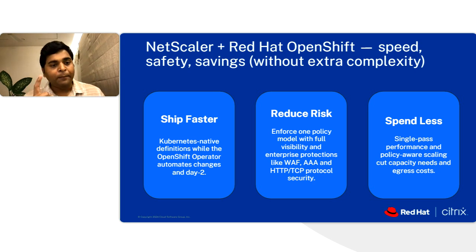How do we reduce the risk? We enforce one policy model across the clusters and clouds with end-to-end observability so drift is visible and auditable. Enterprise protections such as WAF, API security, AAA, and mutual TLS are applied consistently, all managed through a single console and API with role separation, logs, and compliance-friendly reporting.